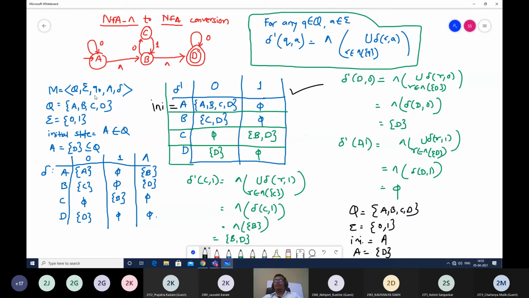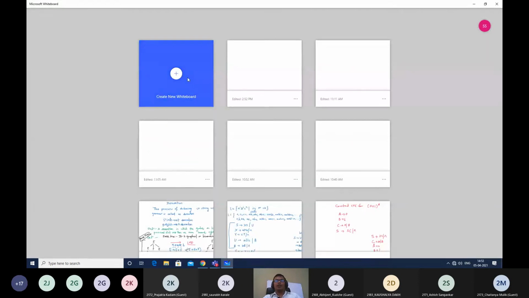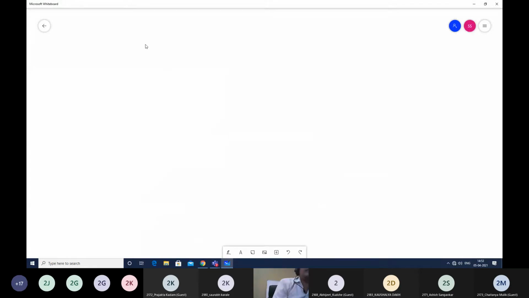Okay, now the next problem that we are going to discuss today is converting NFA to DFA. We had discussed converting NFA null to NFA. Now we are converting NFA to DFA. So here the input to this problem will be NFA. I will take the same NFA which we had got as an answer in the earlier example, which was the answer of the earlier problem.